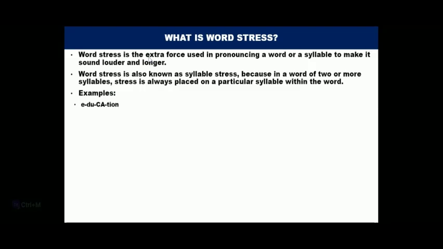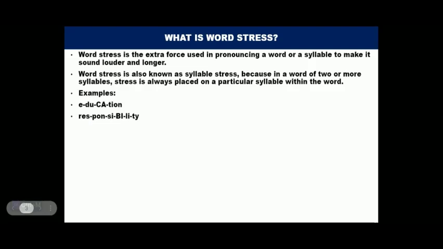Let's look at some examples. The word education. You can see that we break the word into 1, 2, 3, 4 syllables. Education. And then stress is placed on the third syllable from the beginning, or the second syllable from the end of the word. We indicate stressed syllables here by using capital letters.